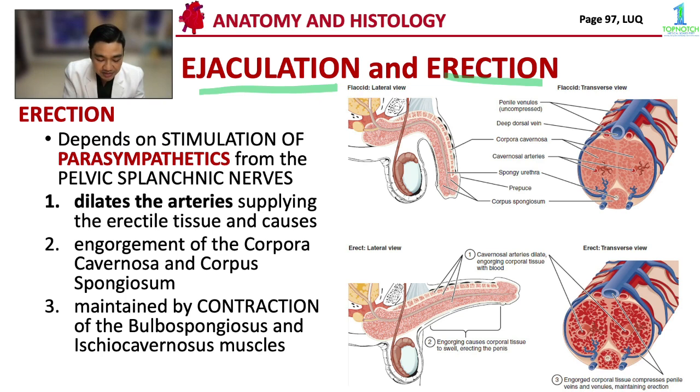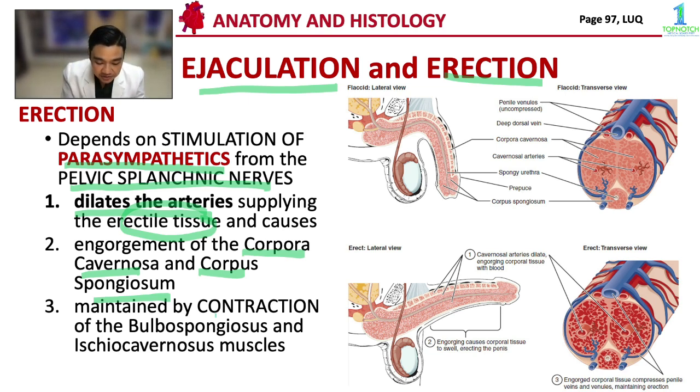Erection depends on the stimulation of the parasympathetic fibers from the pelvic splanchnic nerves. With stimulation, what would happen is the arteries would become dilated to supply the erectile tissue, causing engorgement, or kumbaga mapupuno yung ating mga tangke, which are your corpora cavernosa and your corpus spongiosum. So, lalaki sila, maging filled with blood. Imagine a sponge being soaked in water. Ganun yung nangyayari sa kanya.